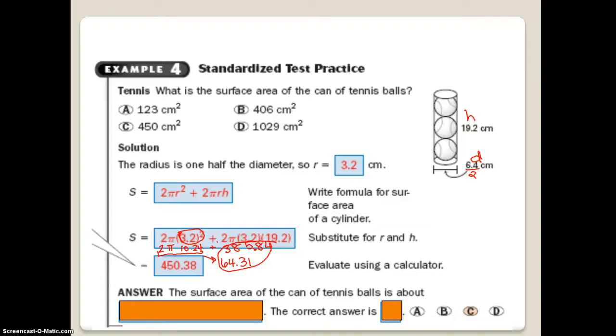I got a little bit different, like 0.15. Again, as long as you're close to 450, that's all I really care about. The correct answer then is C, 450, so 450 centimeters squared.